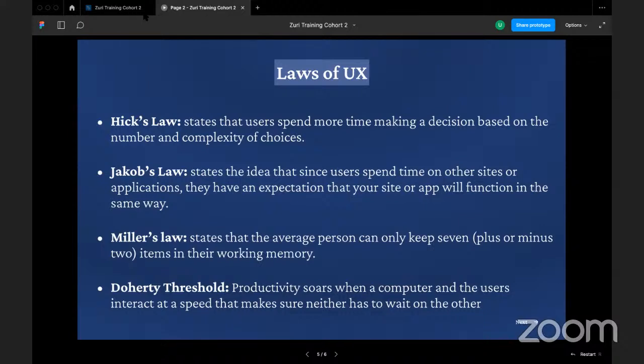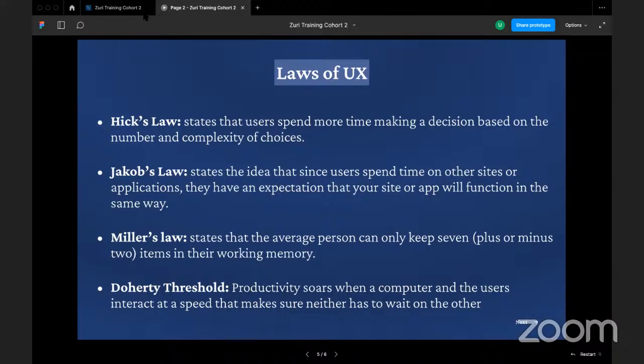So this also has something to do with Hick's Law, because it has to do with simplifying things as much as you can and not overloading users with information. So you can say that Hick's law and Miller's law are quite similar.